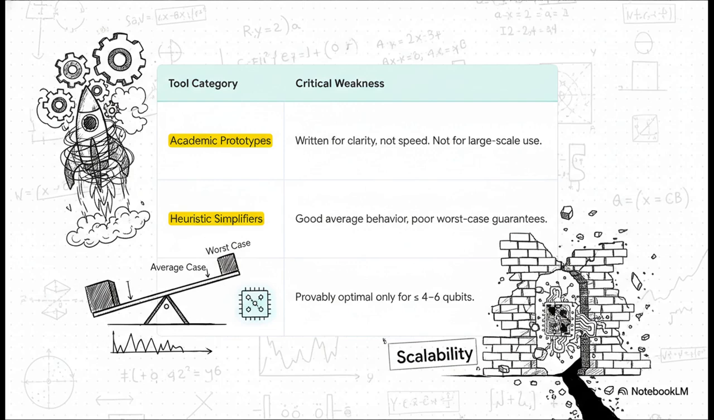The tools that came before pretty much fell into one of three buckets. First, you had the academic prototypes. Brilliant for a research paper, to prove a concept, but they were never built for speed or to be used at any real scale. Then you had the heuristic simplifiers. These are great on average, but they're kind of a gamble. They come with absolutely zero guarantees for how they'll perform in a worst-case scenario. And finally, you had the super specialized tools that were provably optimal, but only for teeny tiny circuits, like 4 to 6 qubits. Anything bigger and they'd fall over. You see the problem here?